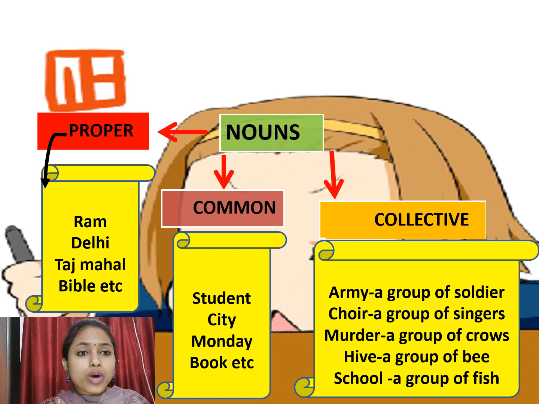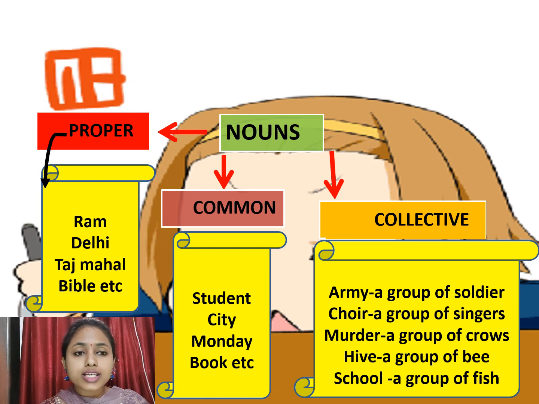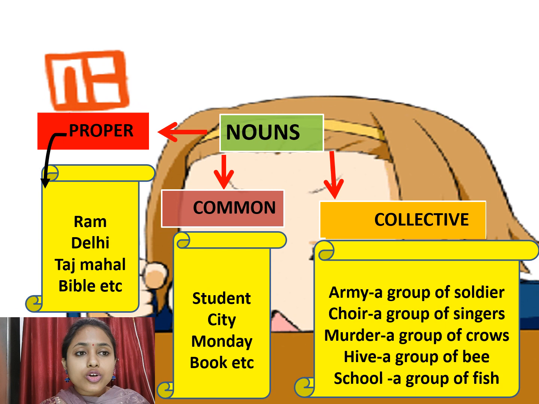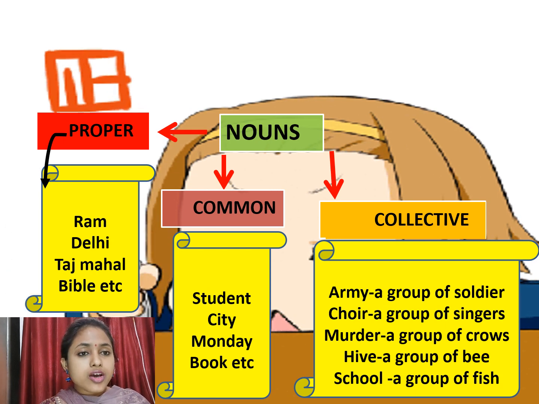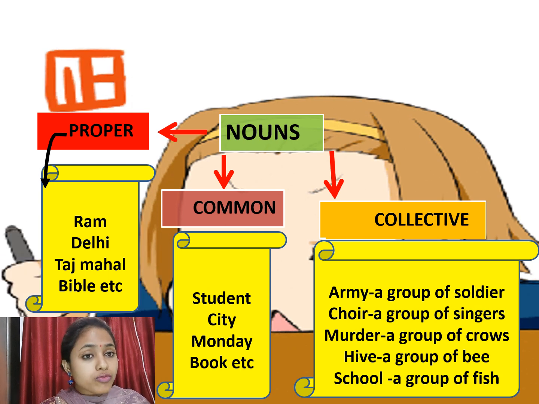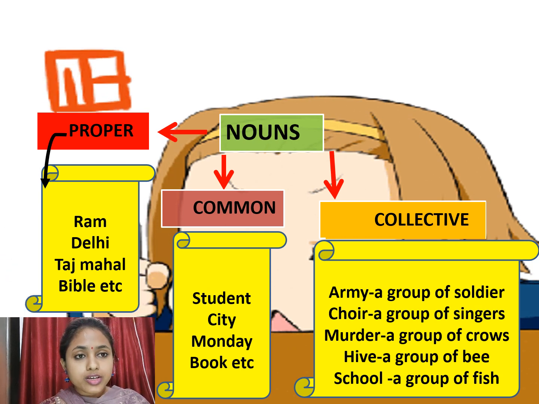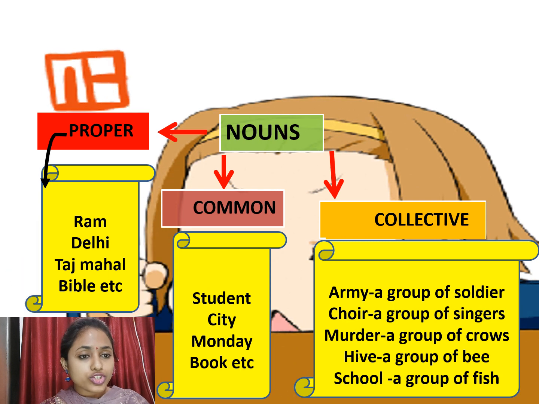Let's move to the next type of the noun, that is collective noun. Now it is a one word given to the group. It is called collective noun. When we give only one word to a group or a bunch of anything, right? So let's see. First example is army. A group of soldiers, right? We call them army. We cannot call one person as an army, but a group of soldiers.